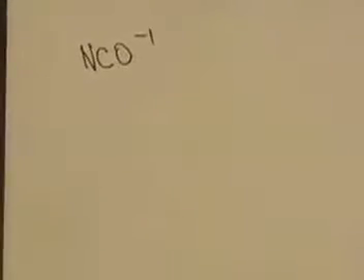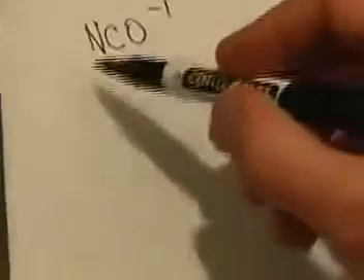Let's go on and try some other strange cases. Or maybe they're not exceptions, but just some other rules that might be a little bit more difficult. Let's try this ion, NCO negative 1. This is known as the cyanate ion. The cyanate ion contains nitrogen, carbon, and oxygen. Let's say I want to draw the Lewis dot structure of it.